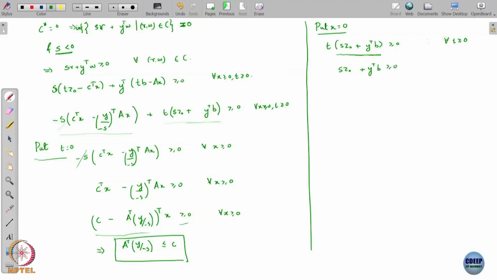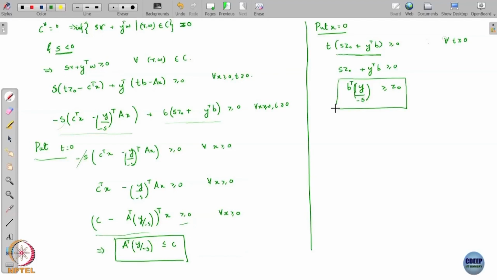Okay. So, let me rewrite the whole thing. Rewriting it basically gives me b transpose y by minus s is now greater than or equal to z 0. I can divide throughout by minus s, and the inequality does not flip sign, because minus s is positive. Right. So, I got b transpose y by minus s is greater than or equal to z 0. So, here is my second conclusion.